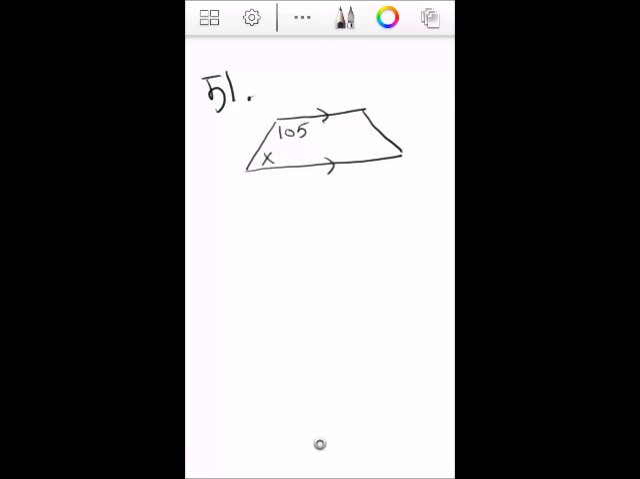Alright guys, let's go ahead and get started on the last day of review week. So starting on number 51, we have a trapezoid that says, what is the value of x in the trapezoid?